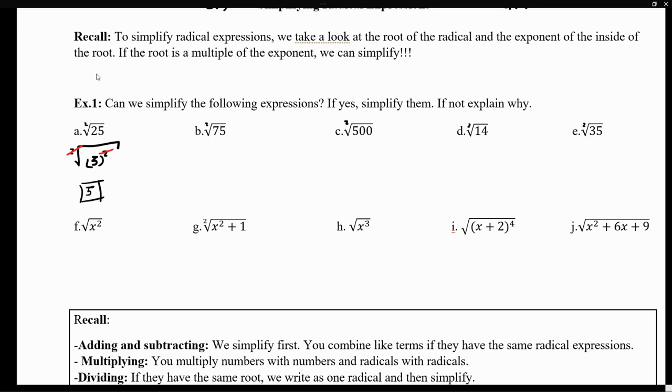All right, let's take a look at another example. The square root of 75. Is it possible for me to simplify the square root of 75? Well, let's see. Can I write 75 as a multiple of one of the numbers that I do know the square root of? Well, I can see 75 as just being 25 times 3.